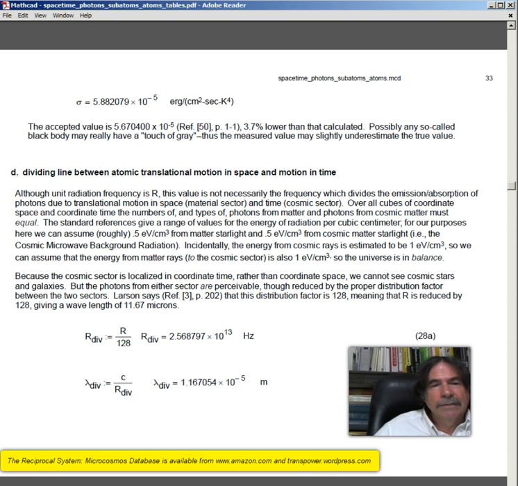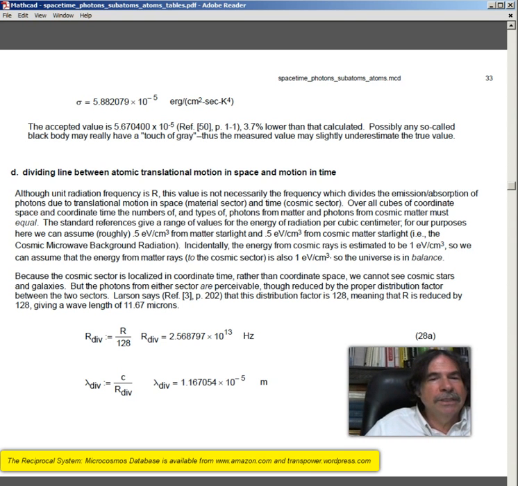The standard references give a range of values for the energy of radiation per cubic centimeter. For our purposes here, we can assume roughly 0.5 electron volts per cubic centimeter from matter starlight and 0.5 electron volts per cubic centimeter from cosmic matter starlight, that is, the cosmic microwave background radiation. Incidentally, the energy from cosmic rays is estimated to be 1 electron volt per cubic centimeter, so we can assume that the energy from matter rays to the cosmic sector is also 1 electron volt per cubic centimeter. So the universe is in balance.